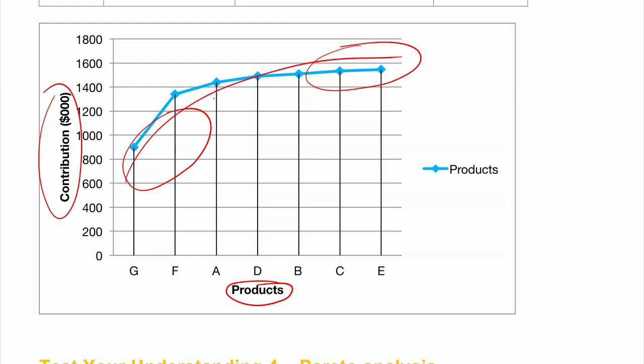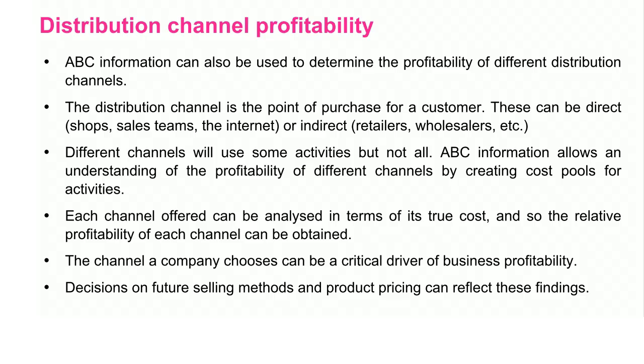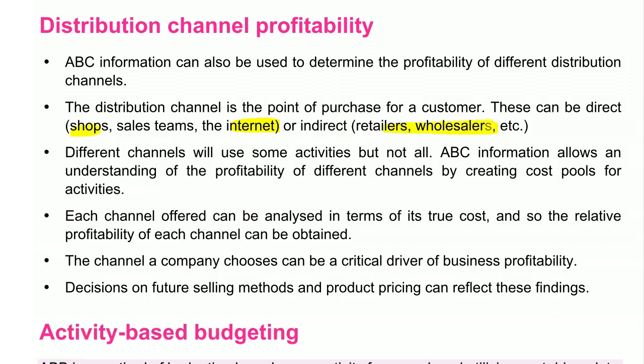That's Pareto analysis. You can also apply the idea of activity-based costing to the different distribution channels you might have. For example, you might sell some direct to customers over the internet, and sell some via shops or via distribution chains. And they've all got their own costs and activities associated with them. So ABC can help you to understand which distribution channels are more profitable than others, and to enable you to focus on the more profitable ones.